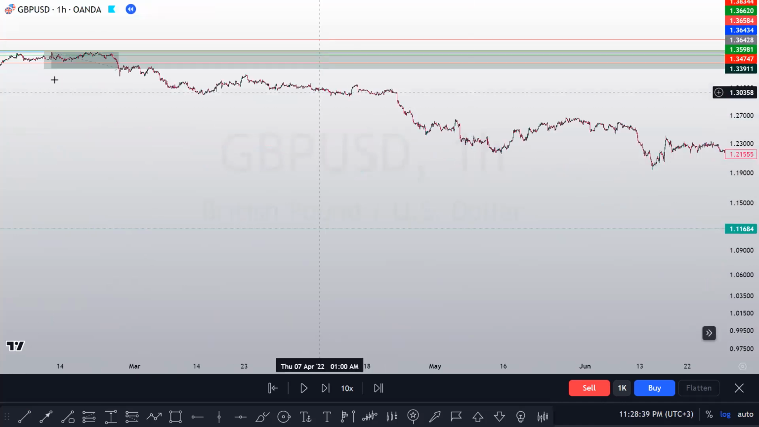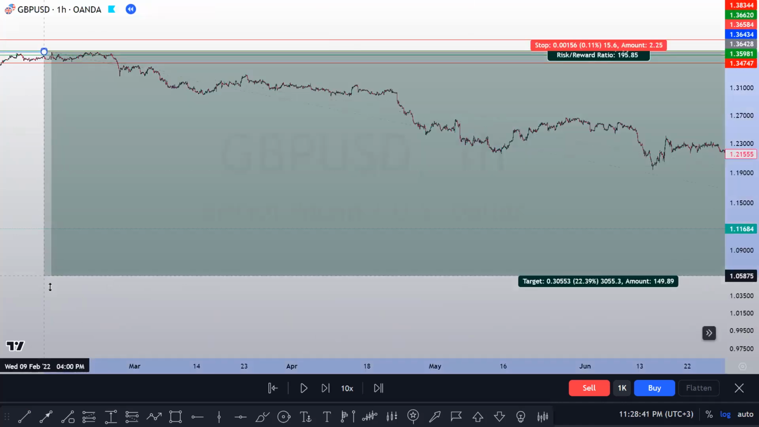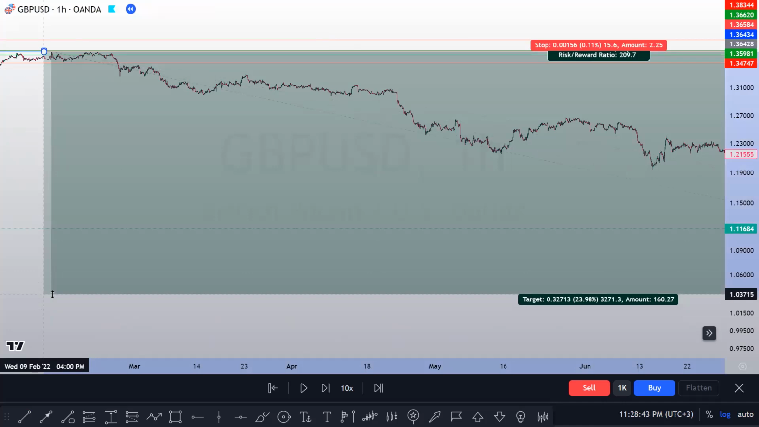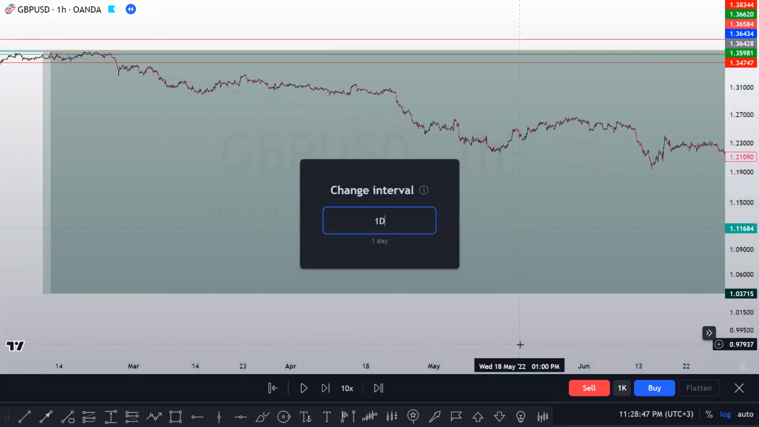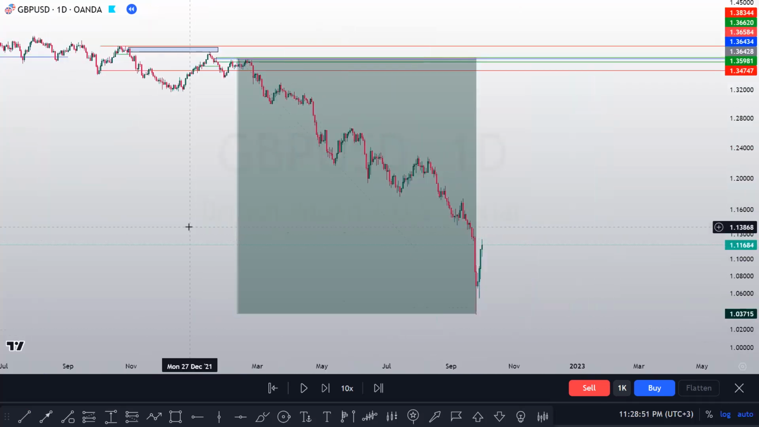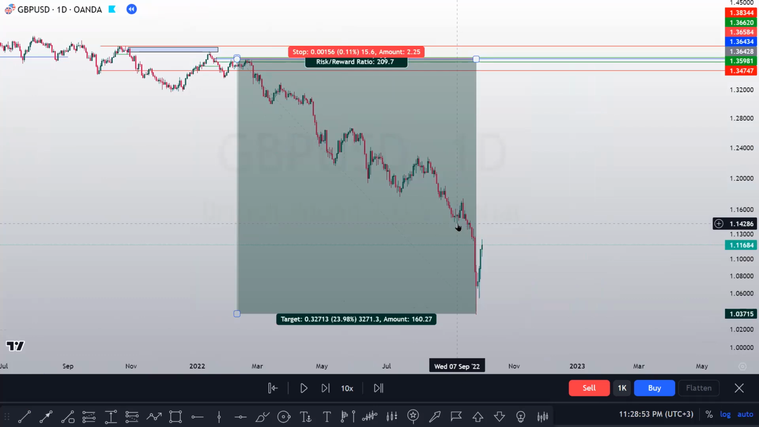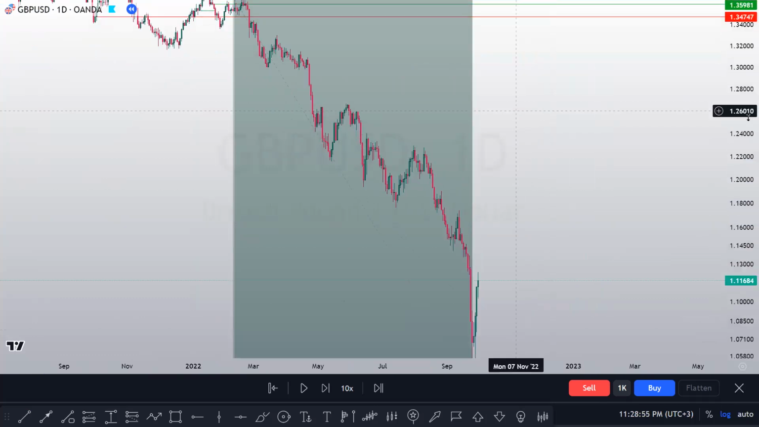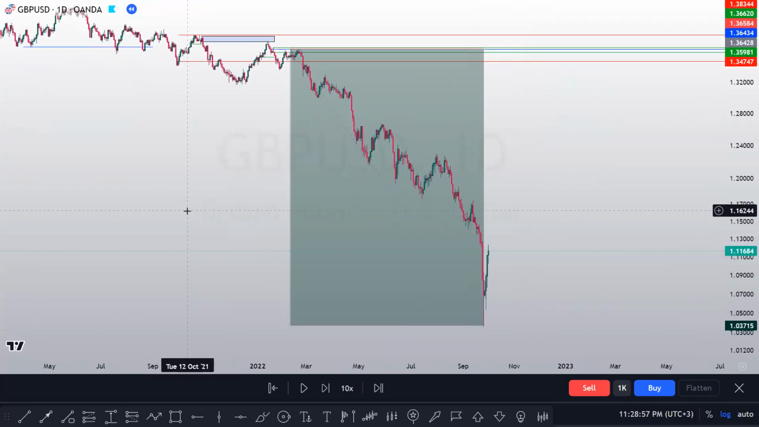The market went down a lot of pips, 3,271 pips. So if you are able to hold, you can hold this trade. The market went 3,271 pips and the risk was only 15 pips. So this is how we deal with these first agglomerations. Is there any question before I move to my second example?